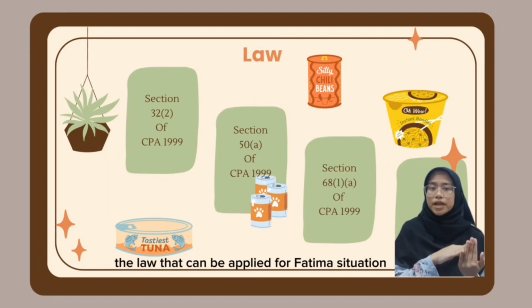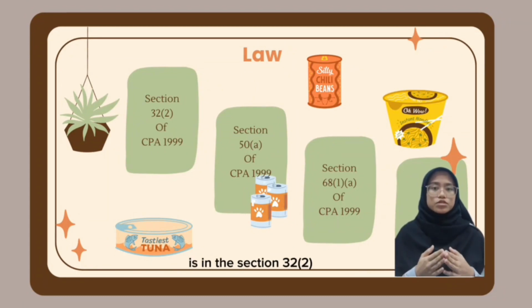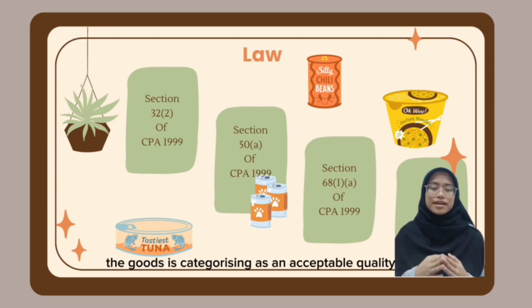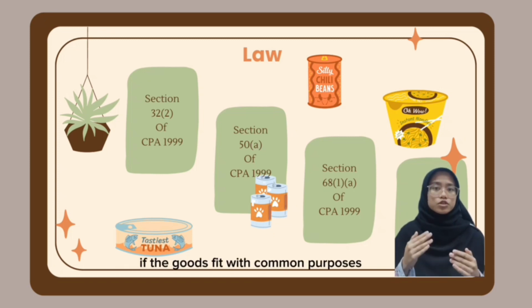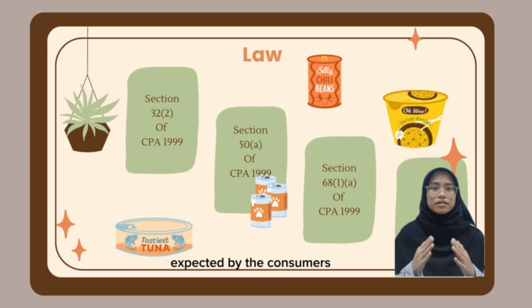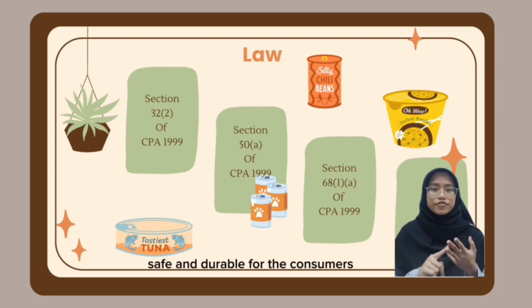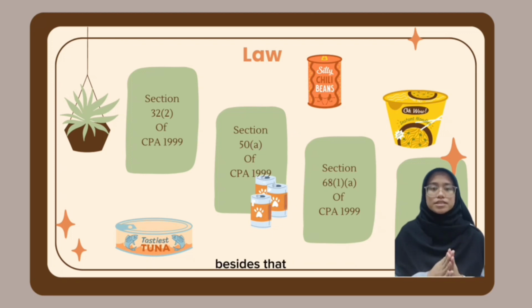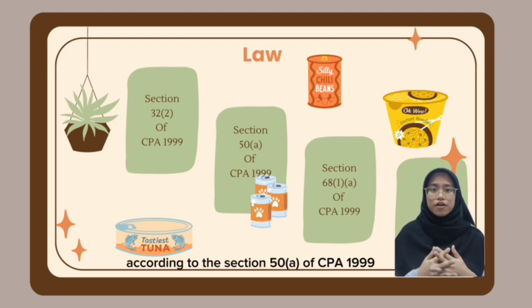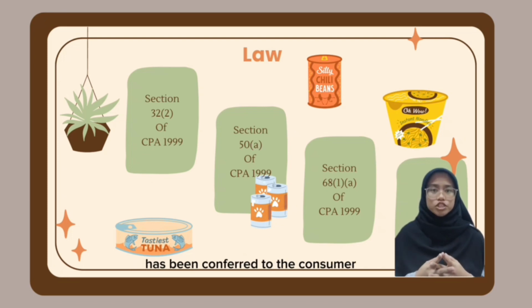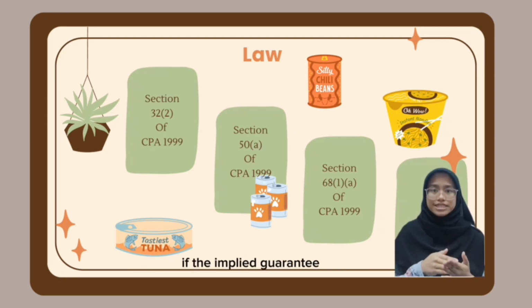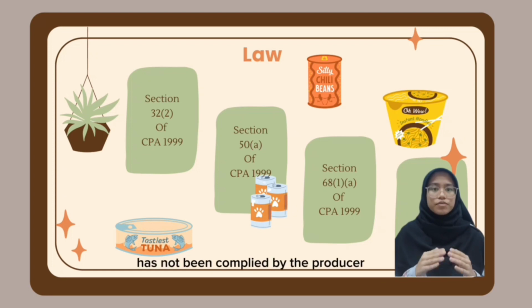The law that can be applied in Fatimah's situation is in Section 32 Clause 2 of CPA 99. The goods are categorized as of acceptable quality if the goods fit the common purposes expected by consumers, are acceptable in appearance, have no defect, and are safe and durable for consumers. Besides that, according to Section 50 Clause A of CPA 1999, the right to redress has been conferred to the consumer if the implied guarantee in Section 32 of CPA has not been complied with by the producer.